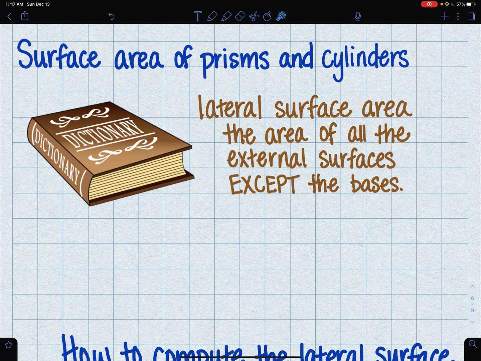So don't let that trick you. It's like a soup can, right? You don't need a label on the top and the bottom, right? You just need a label around the lateral surface. So that's what the lateral surface area is. You're just going to be calculating the area of those side surfaces, not the top and the bottom.